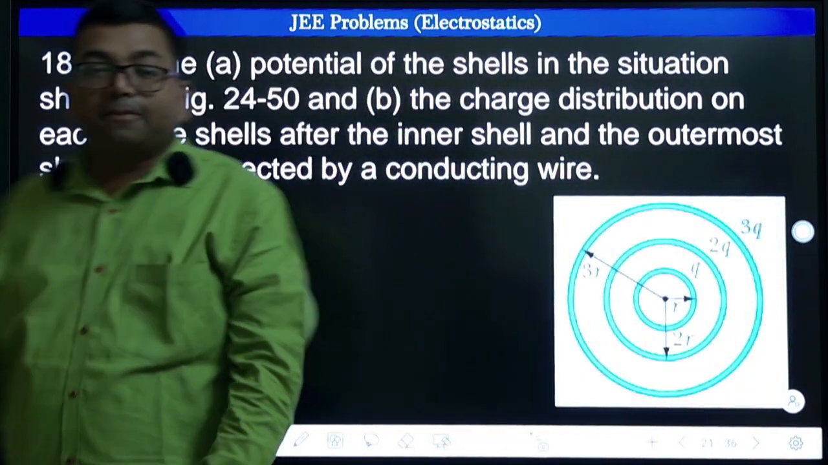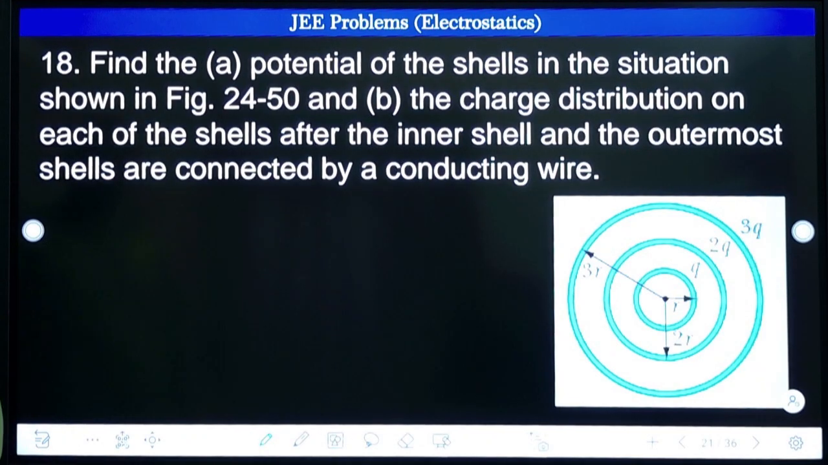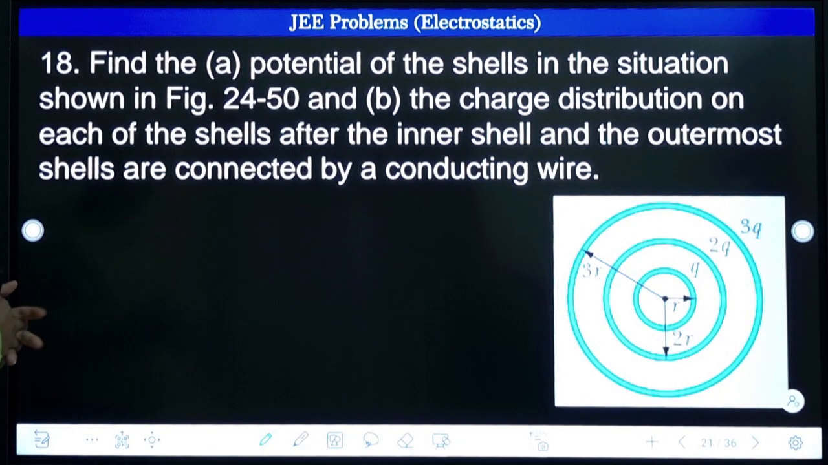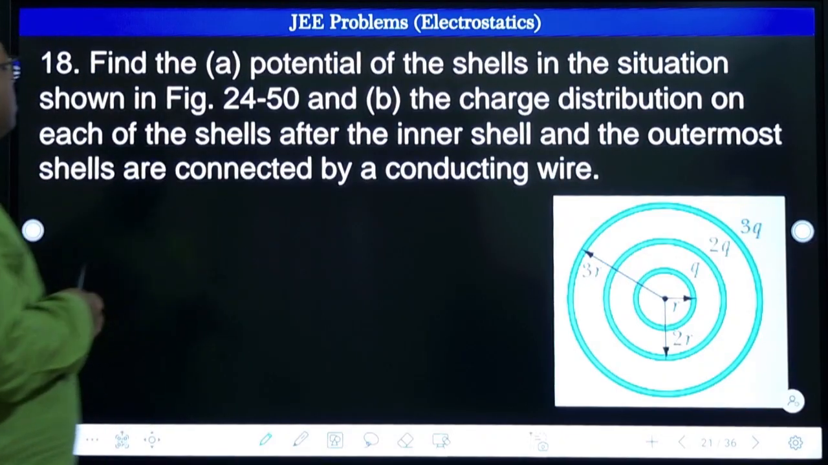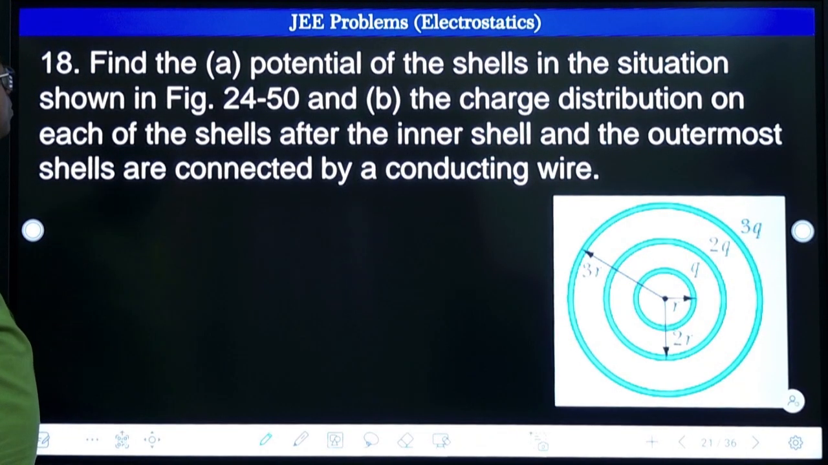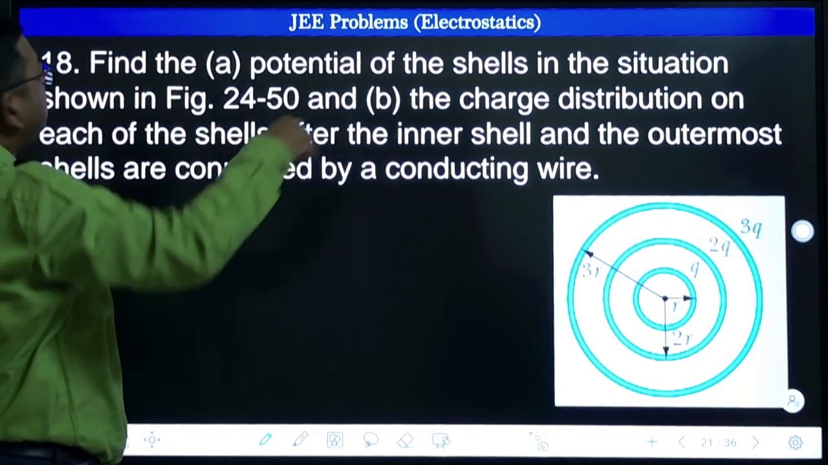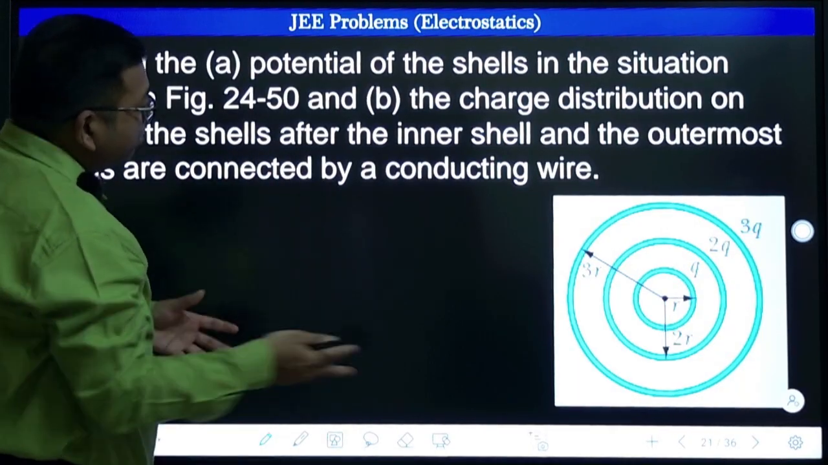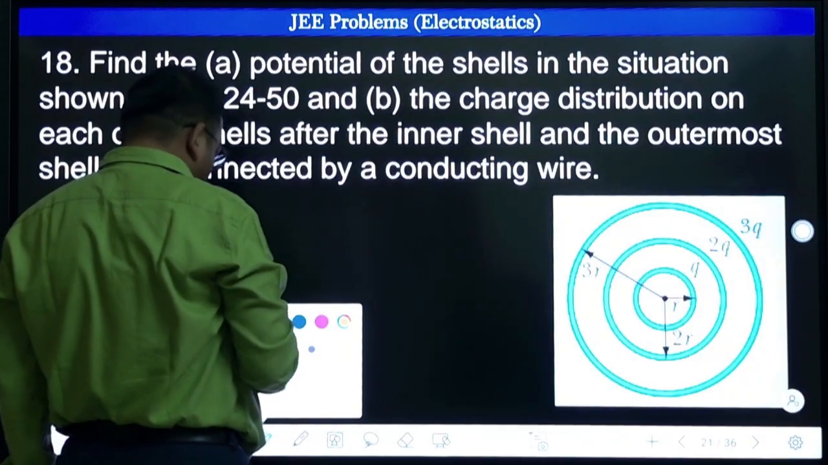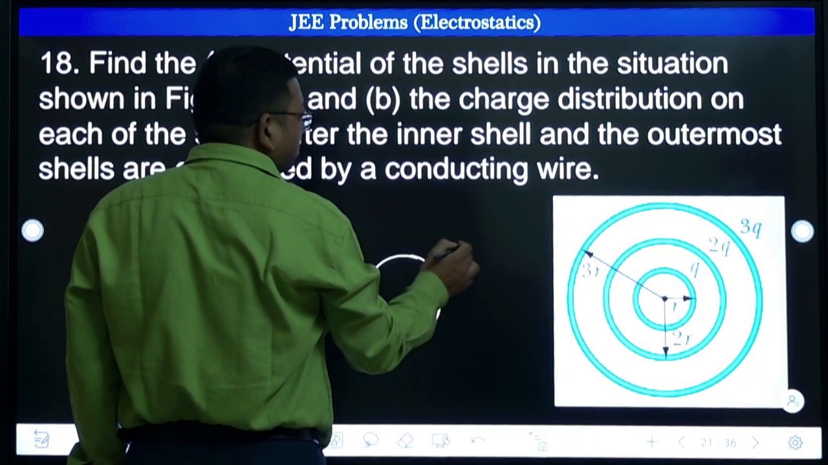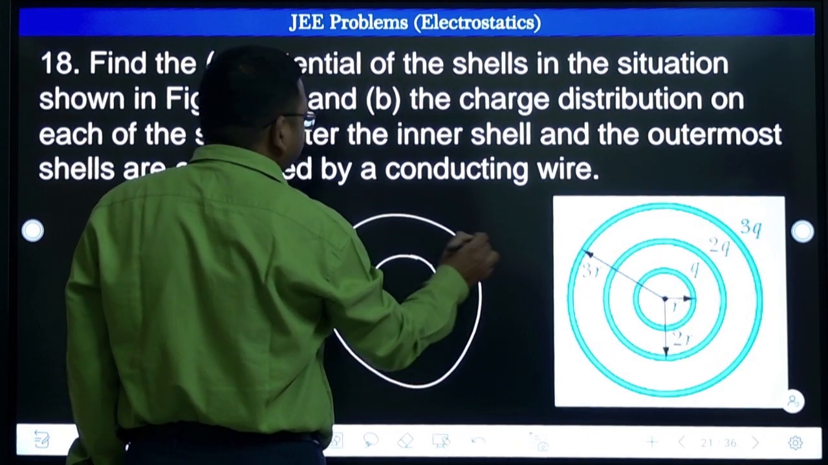Question number 18. Find the potential of the cells in the situation shown. There are 3 cells given, right? Then what we need to do? The charge distribution on each of the cells after the inner and outer cells are connected by a connecting wire. First, let us do the calculation of the first part: potential of the cells in the situation shown in the figure. What is the situation in the figure? Let me draw this. So there are 3 cells, 1, 2, 3.